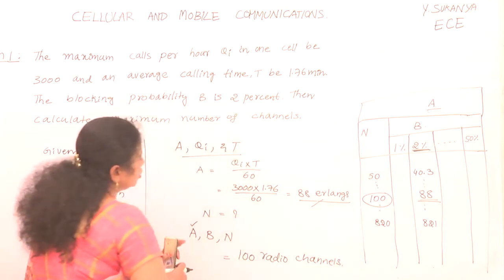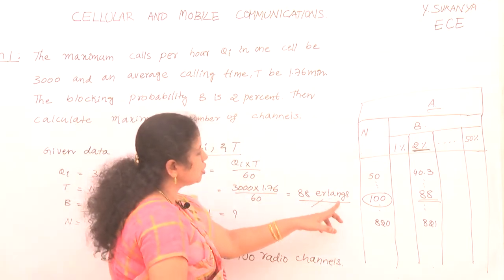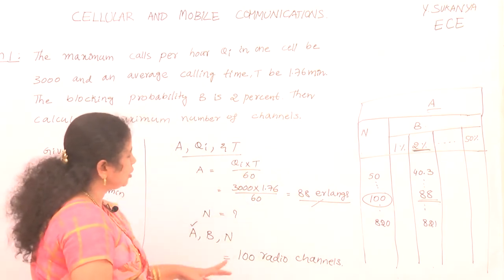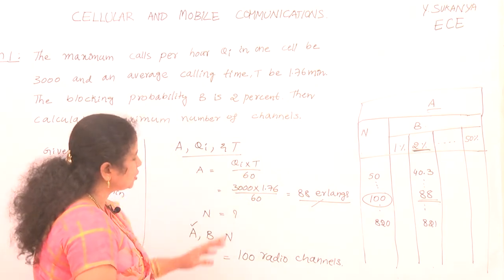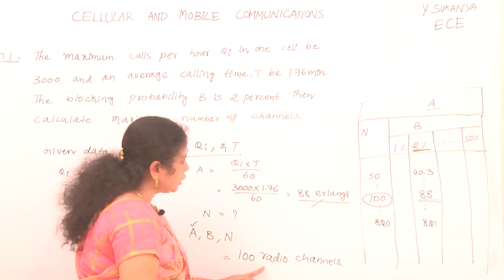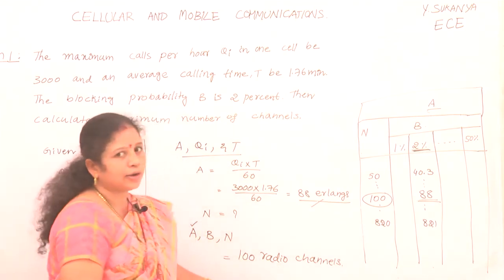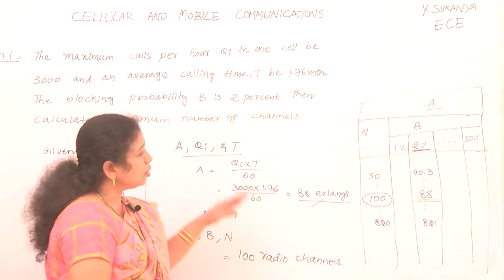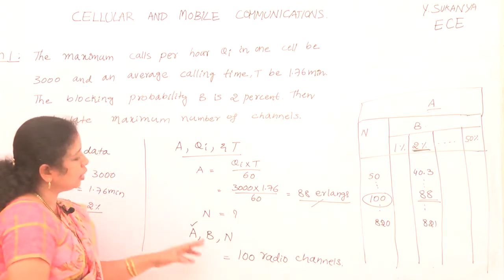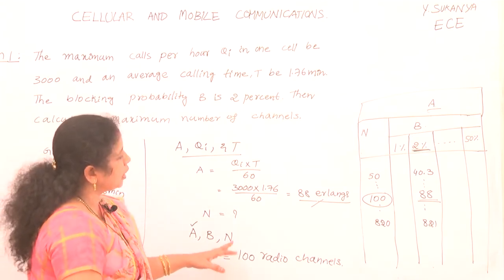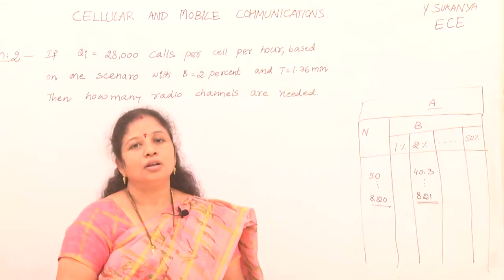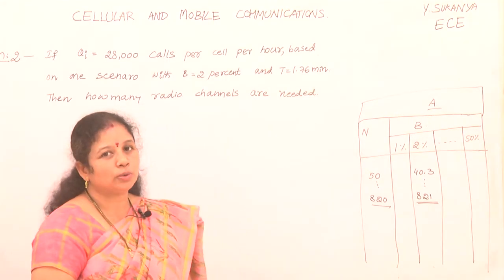That means in order to handle this 88 erlangs of load in that system with a blocking probability of 2%, it requires a maximum of 100 radio channels. Okay, so in this way, the number of channels required in that system can be calculated. So coming to the next problem.